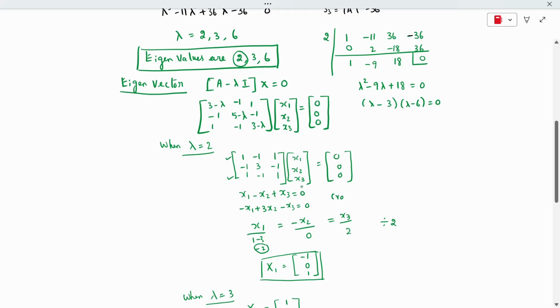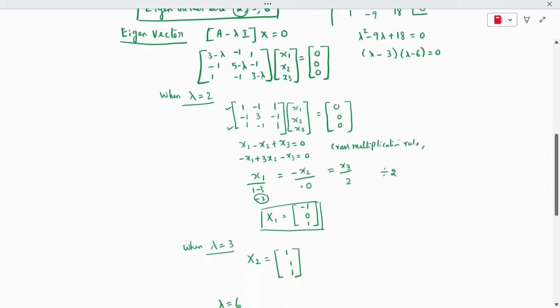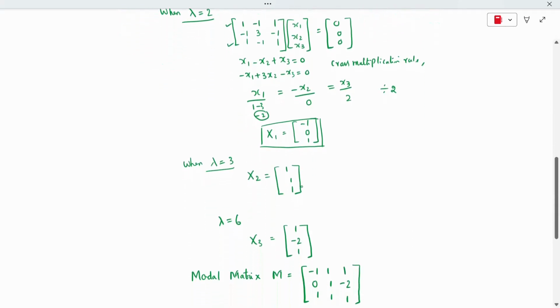Do the calculation by the cross multiplication rule. Then commonly divide by 2. So the first vector I am getting is minus 1, 0, 1. In the same way, for lambda equal to 3 and lambda equal to 6, we get the second vector and third vector.